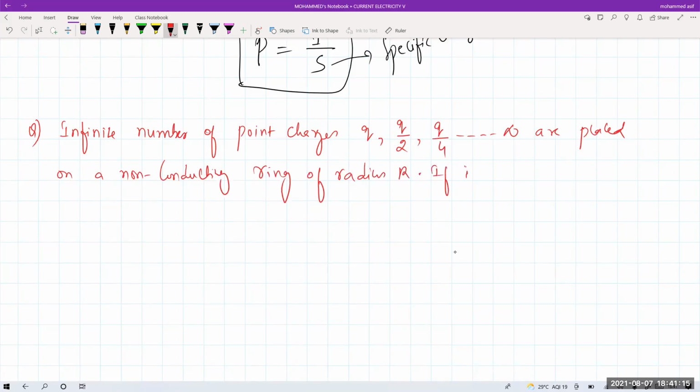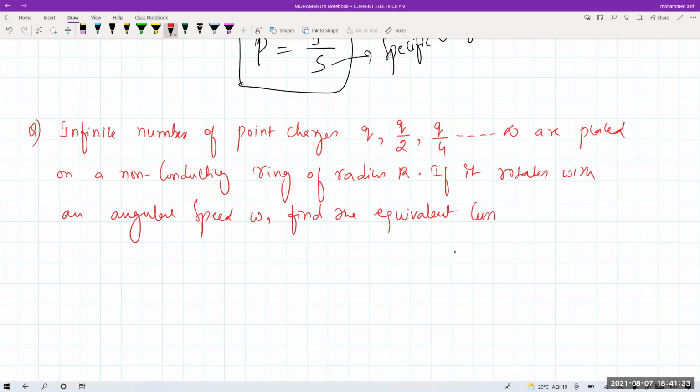If it rotates with an angular speed omega, my question is, find the equivalent current.